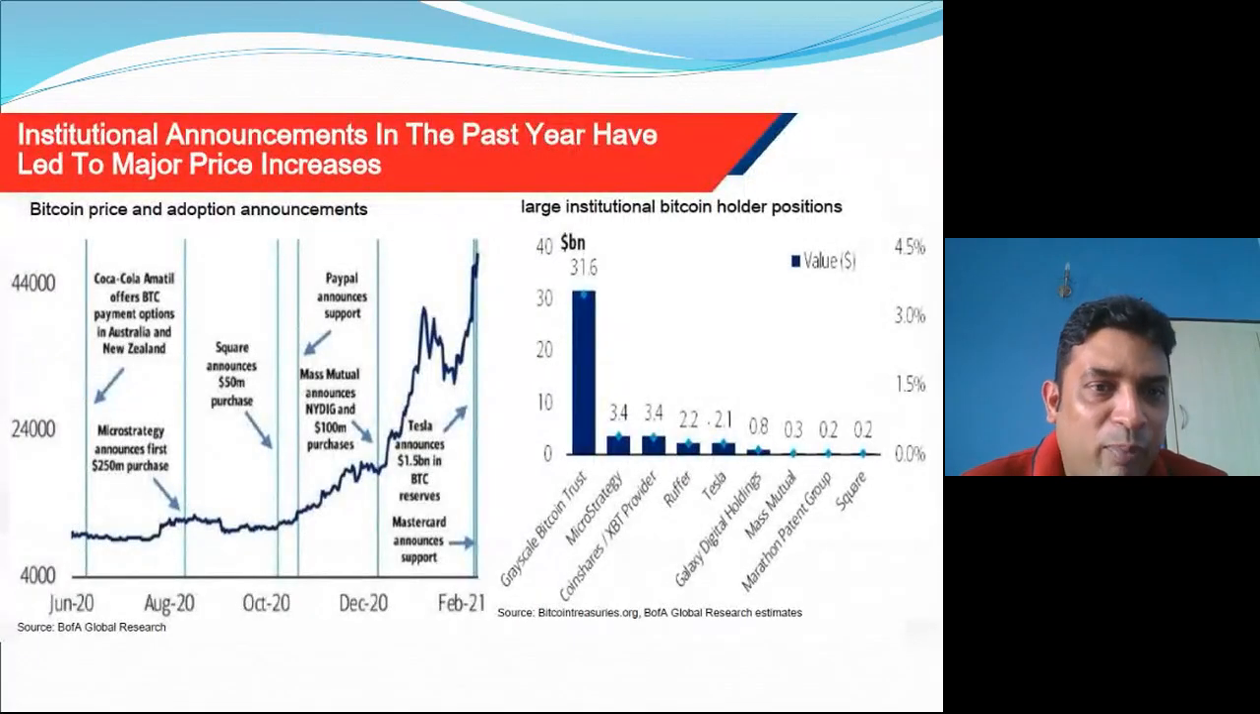Let's see the data points, like why Bitcoin has increased so much. Because there have been huge corporate announcements over a period of time. Coca-Cola has said that they will accept Bitcoin. MicroStrategy has said, Square announced they will purchase, PayPal announced they will support, and then a lot of other companies. Tesla has already said that they are going to announce some investment in Bitcoin. Mastercard announced support. So that is one of the big reasons why Bitcoin has hugely increased.